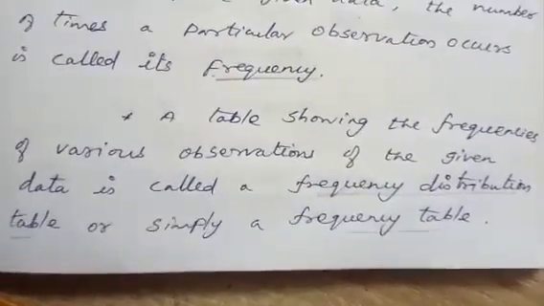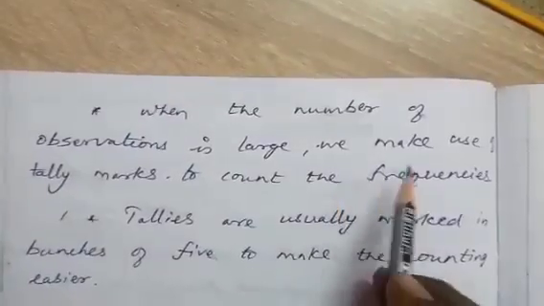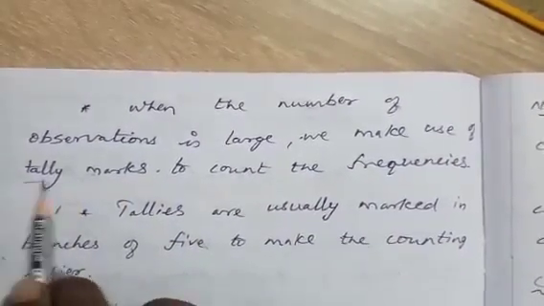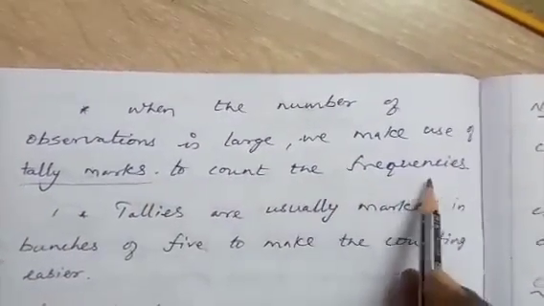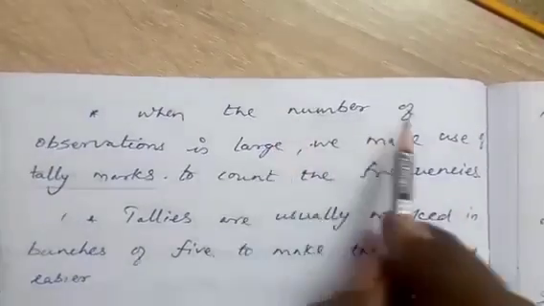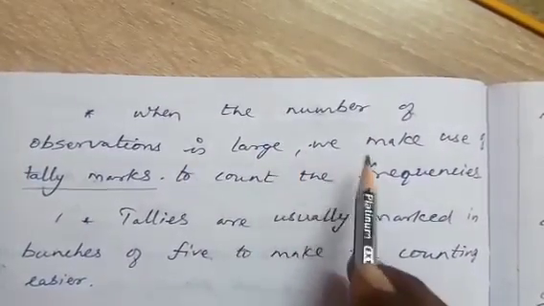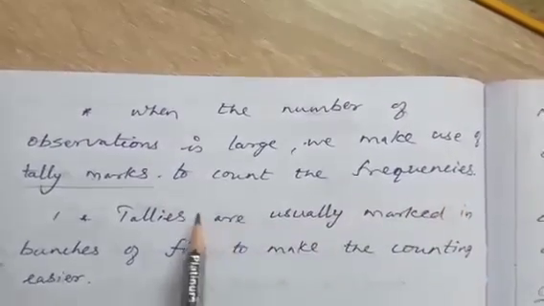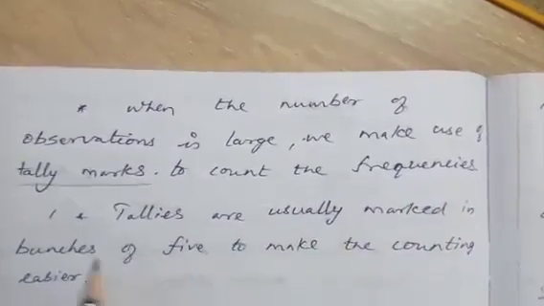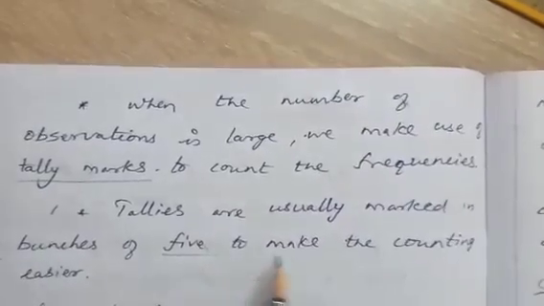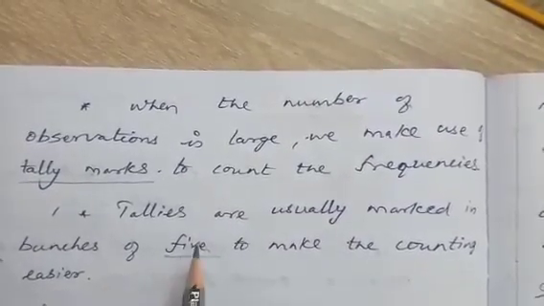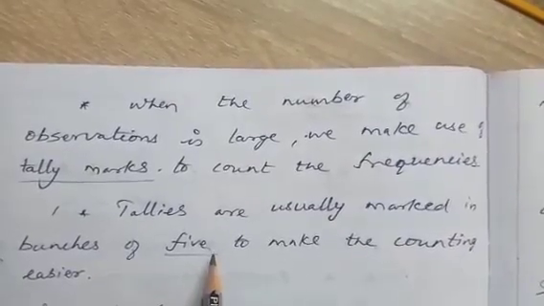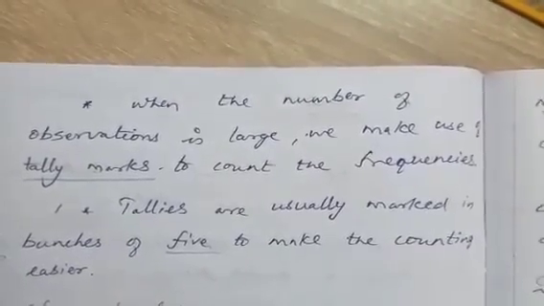When the number of observations is large, we make use of tally marks to count the frequencies. Tallies are usually marked in bunches of 5 to make counting easier.